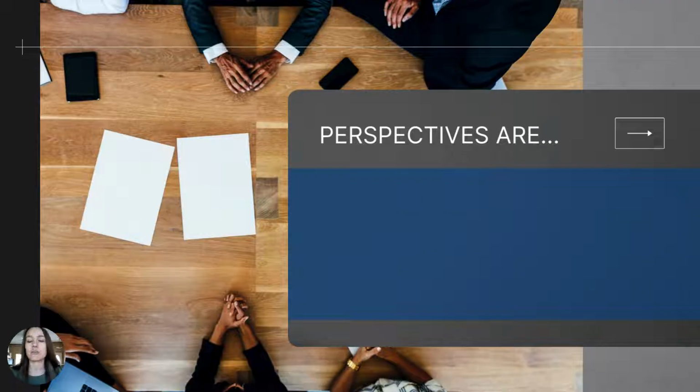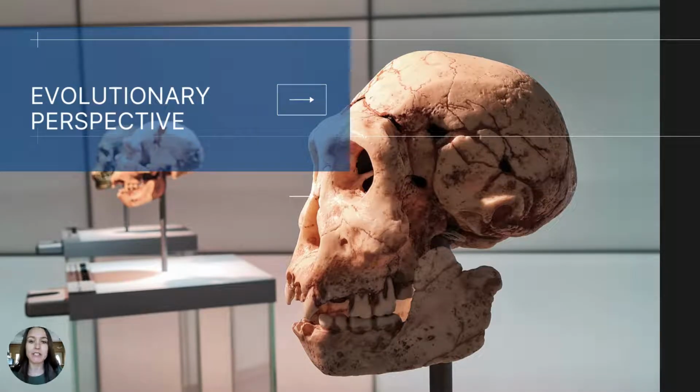You can think of a perspective like a framework or a lens, a pair of glasses that a psychologist uses to see and explain why people act and think the way they do. And each perspective focuses on different ideas and ways of studying how our minds work. Perspectives can also be referred to as approaches to psychology or even viewpoints in psychology. So, the first perspective is the evolutionary perspective.